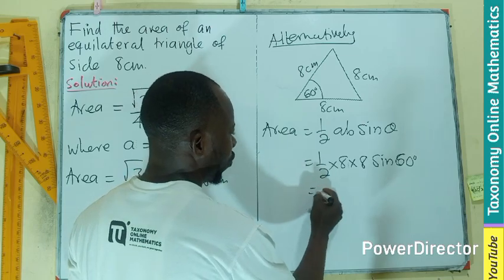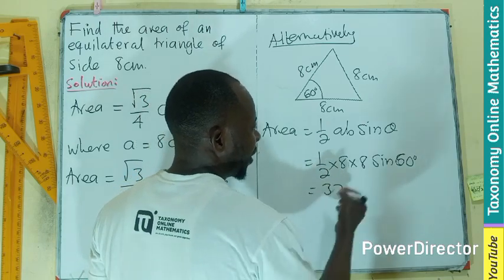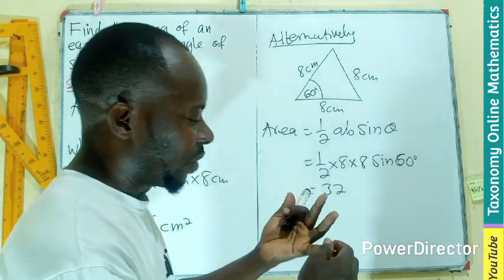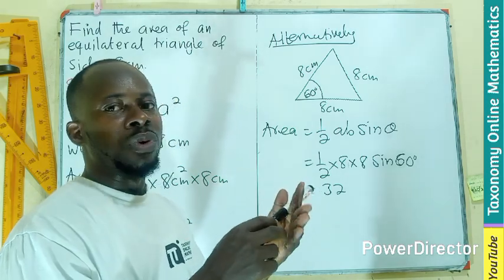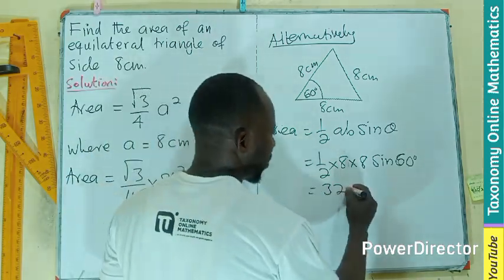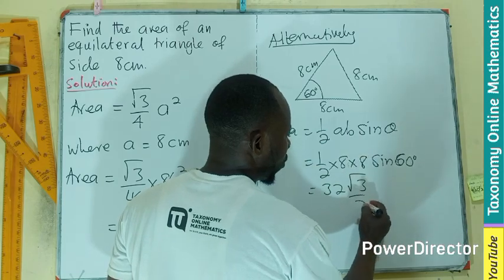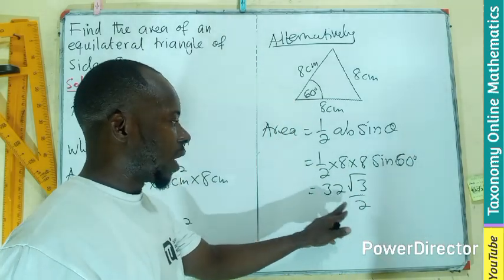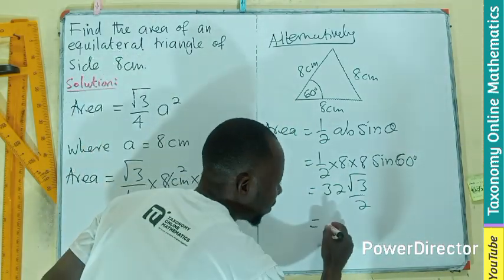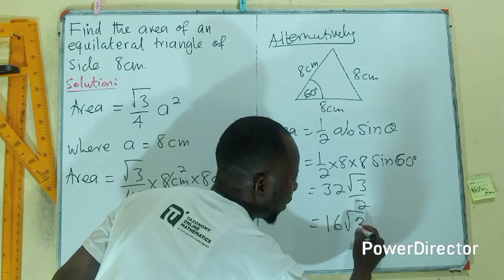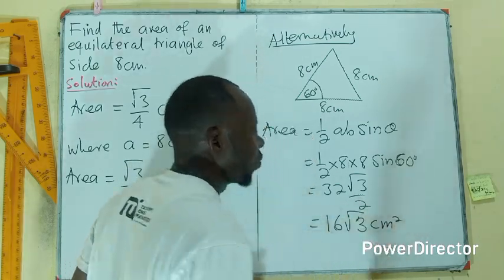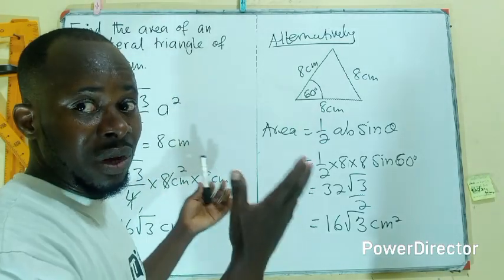So we will be having 32 times sine 60. We have 0, 30, 45, 60, so we have root 3 on 2. That is going to be root 3 on 2, whereby the 2 can also go into the 32, 16 times. So I'll be having 16 root 3 centimeters squared. That is just one of the ways we can get it.